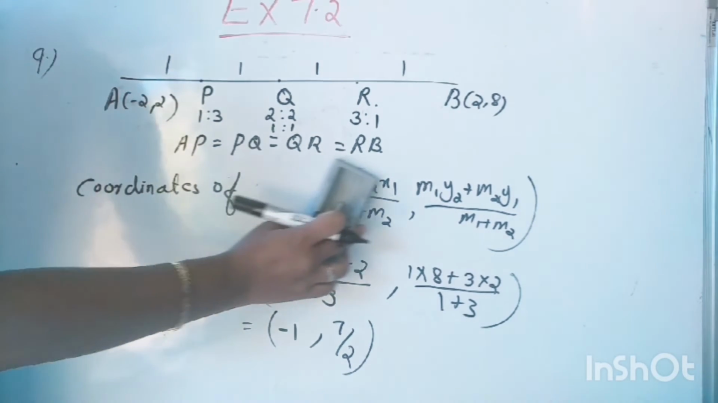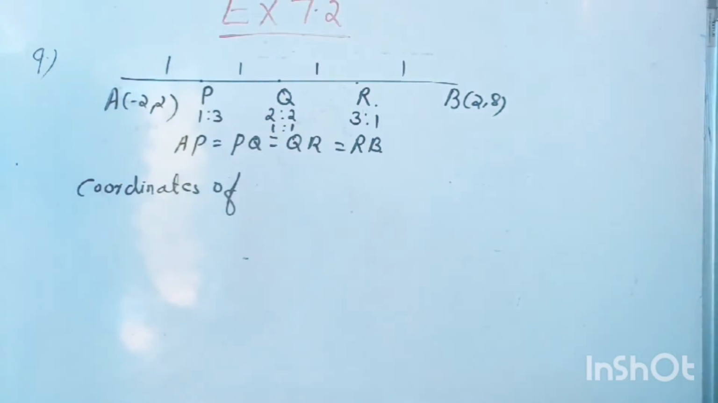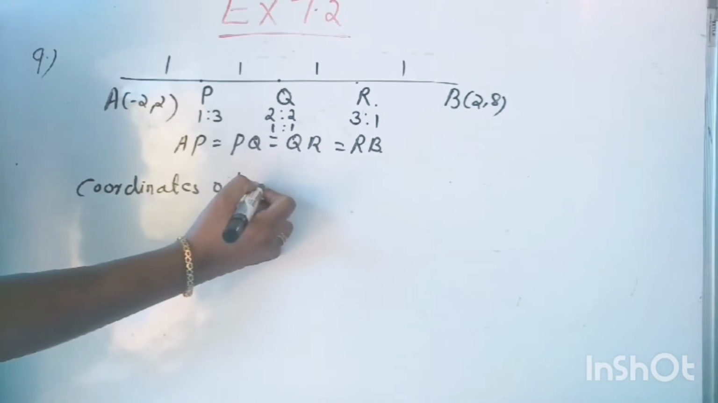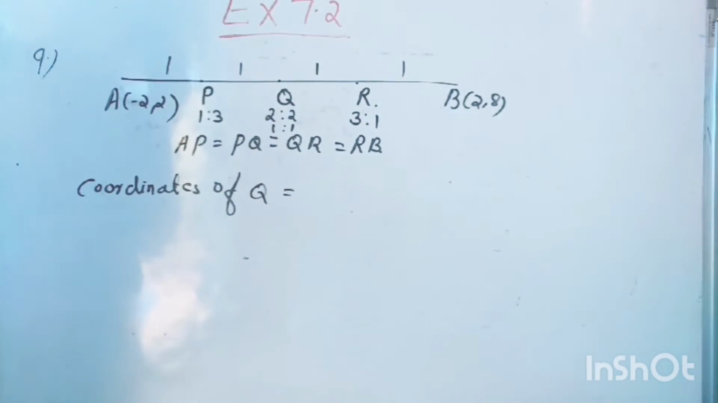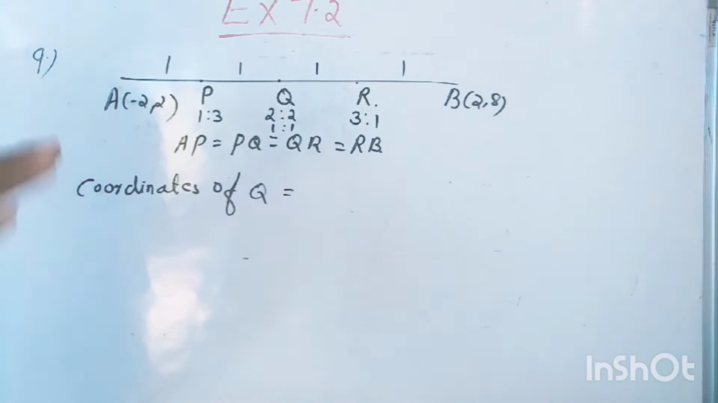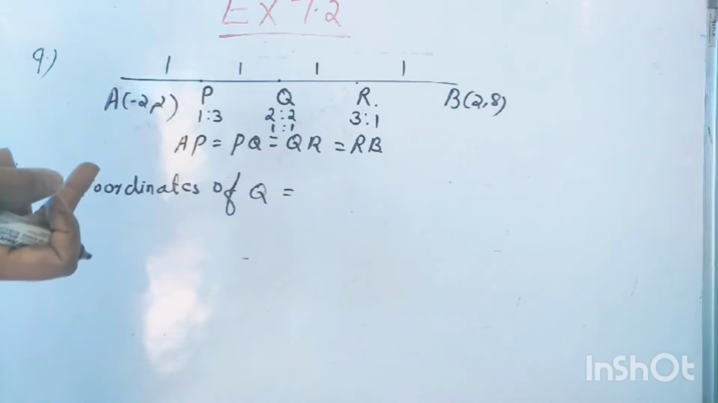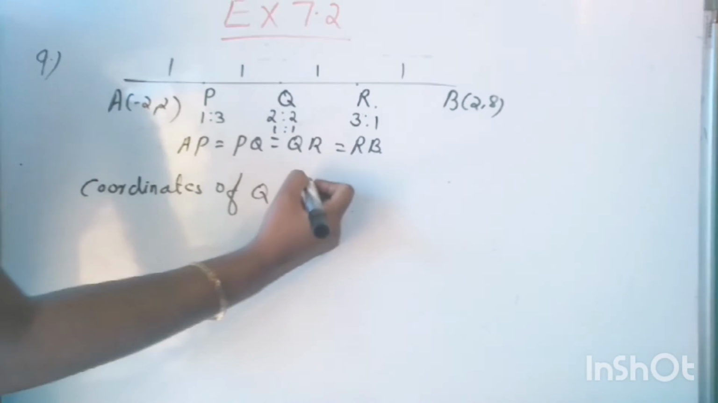Now we are going to find out the coordinates of Q. You can find it by using the section formula or the midpoint formula, because this point Q divides our line in the ratio 1:1. That means Q is the midpoint of the line AB. So either you can apply the section formula here or the midpoint formula. I'm going to apply the midpoint formula.